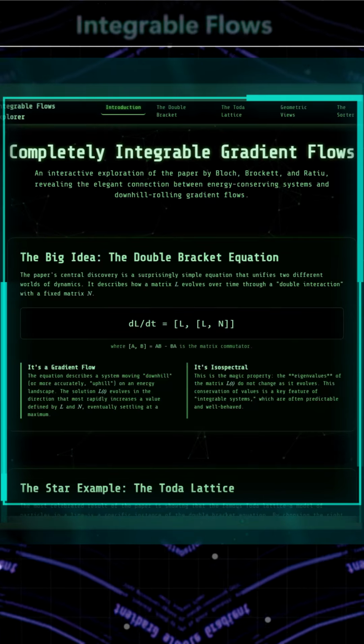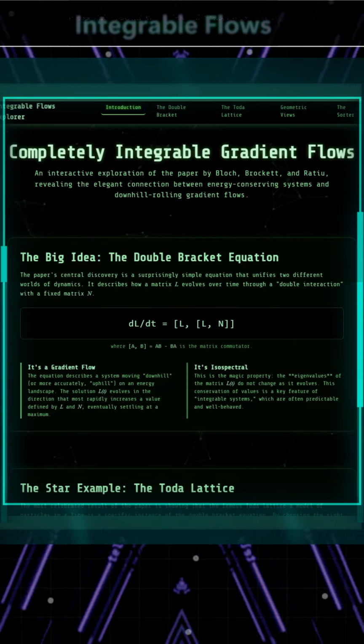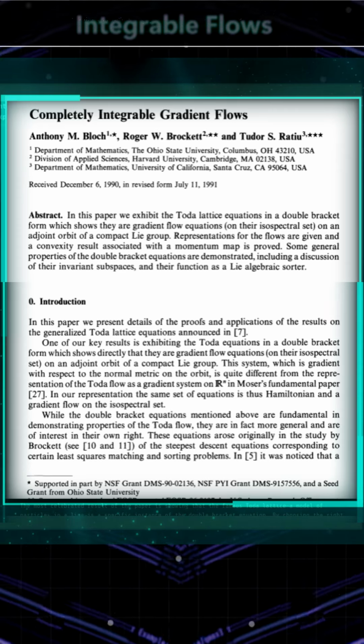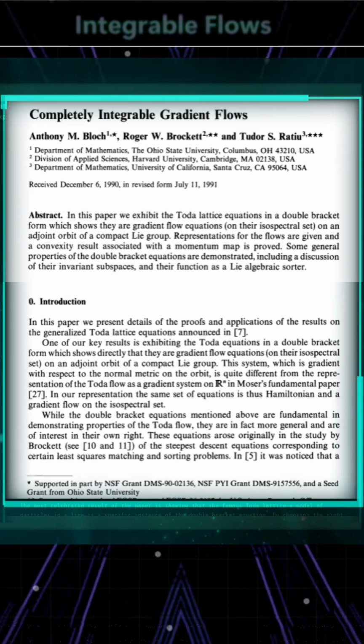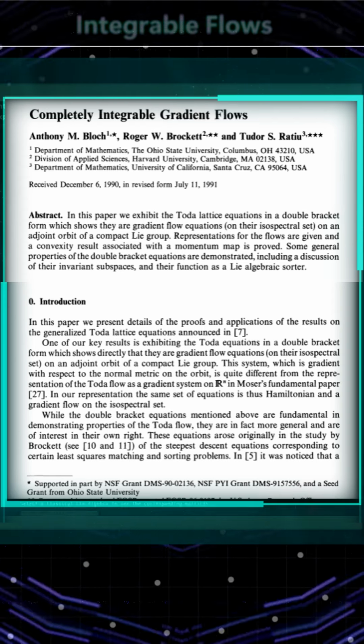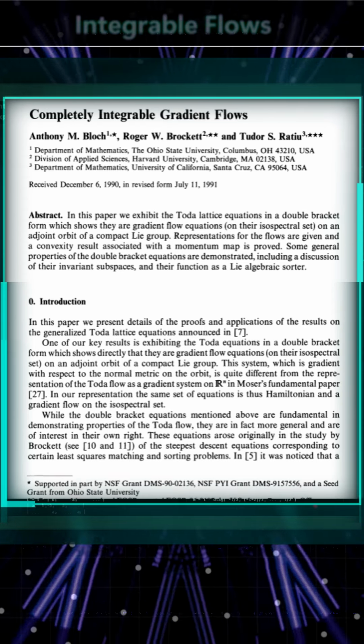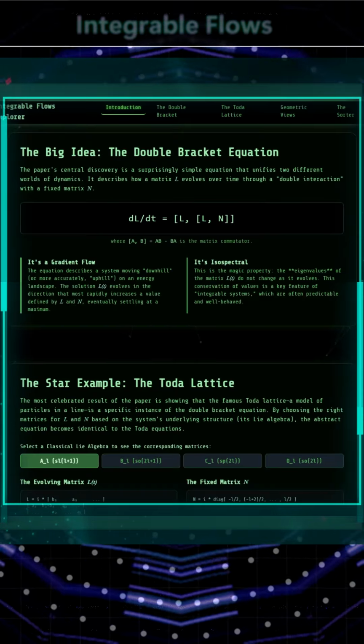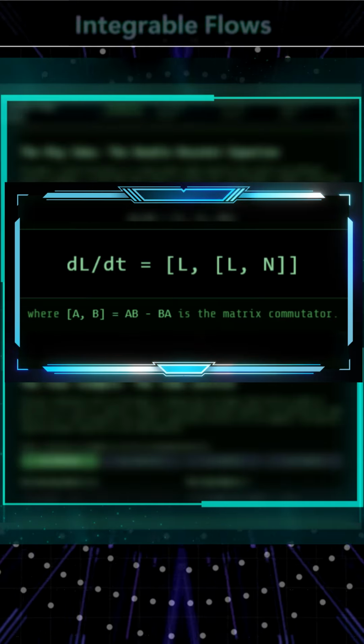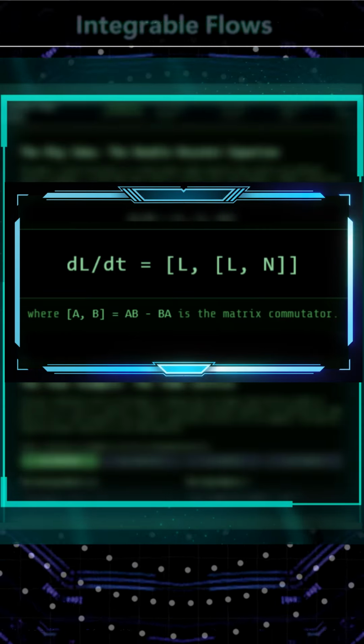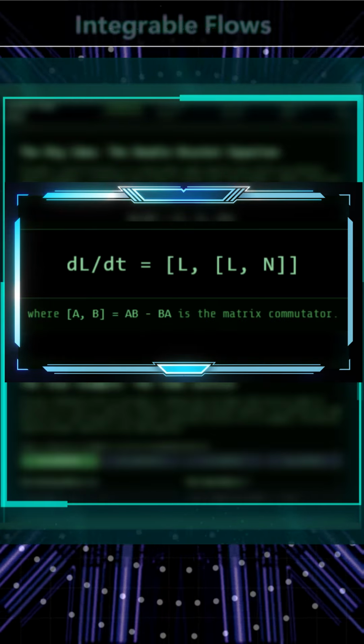Let's visually go over integrable gradient flows. This is based on a paper by Bloch, Brockett, and Ratiu. The paper's central discovery is a simple equation that unifies two different dynamics. It shows how a matrix L evolves over time through a double interaction with a fixed matrix N.